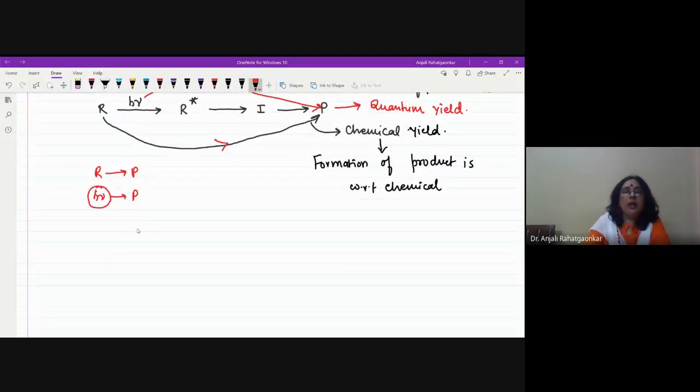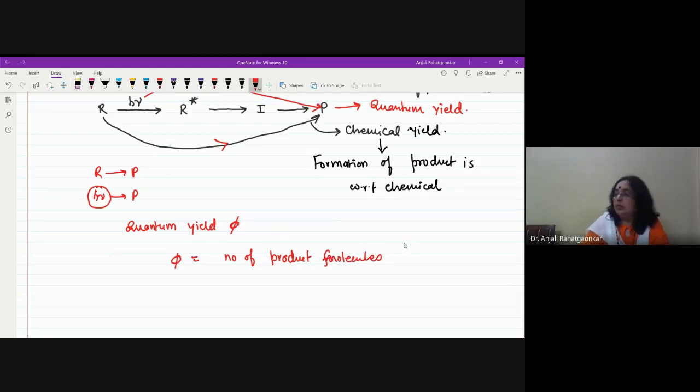Now, in another term, I can say that the quantum yield is denoted as psi, and this psi is nothing but the ratio of the number of product molecules formed with respect to the number of photons absorbed.